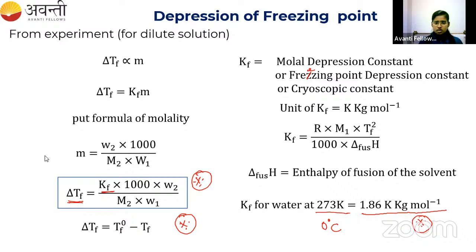So this is clear. Any doubt from this? Same thing you have to take it down: the two formulas, the three names of Kf, the relationship between Kf and delta H of fusion, and at last the Kf value for water. Okay. Clear for all?